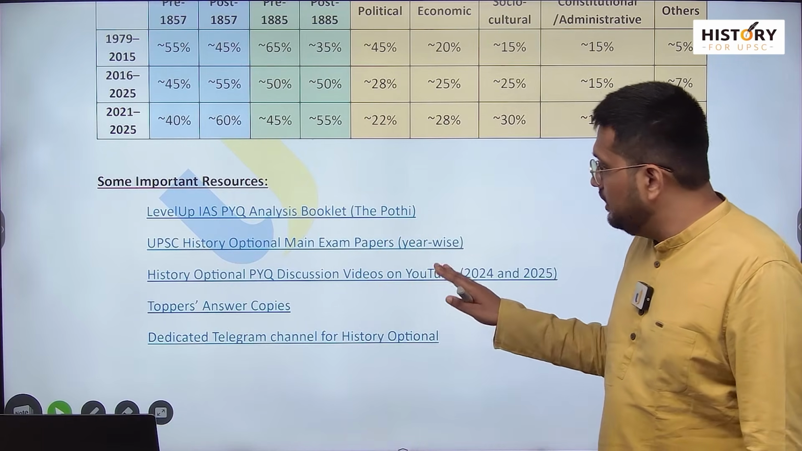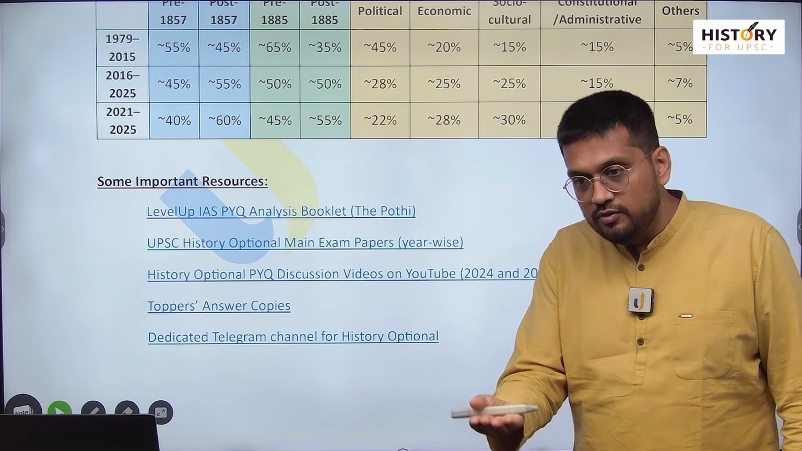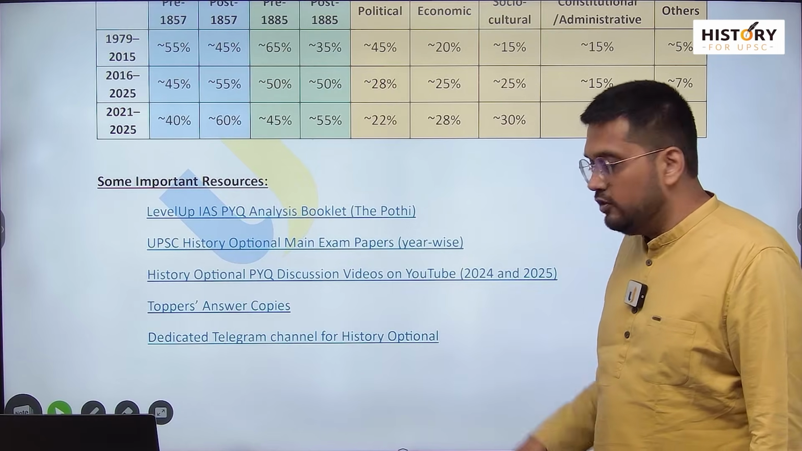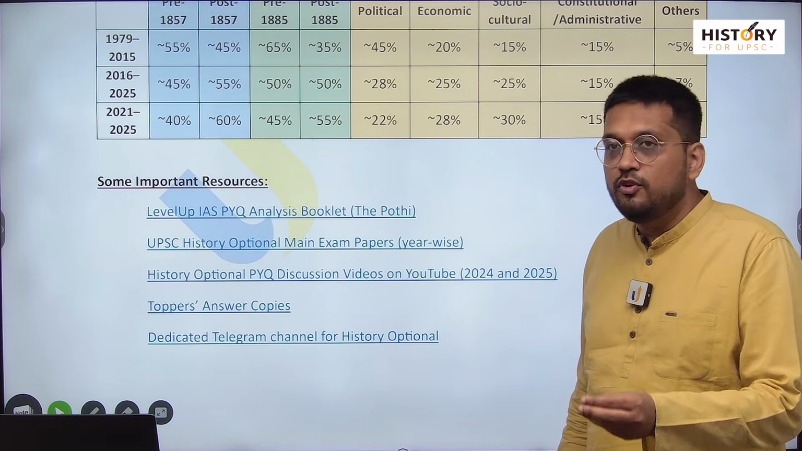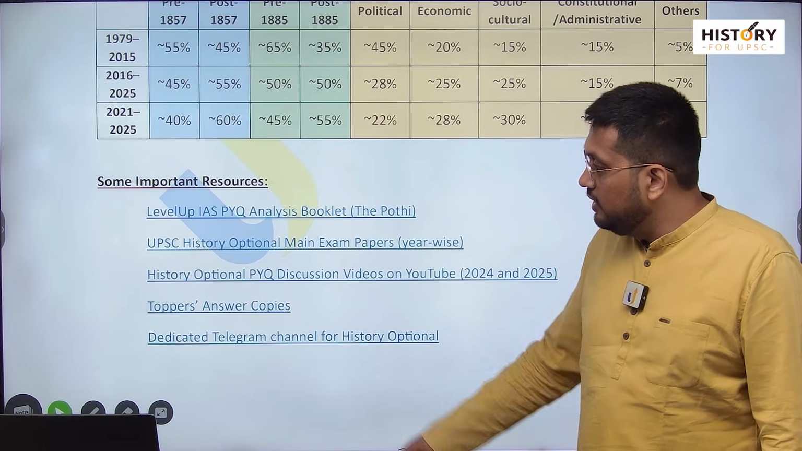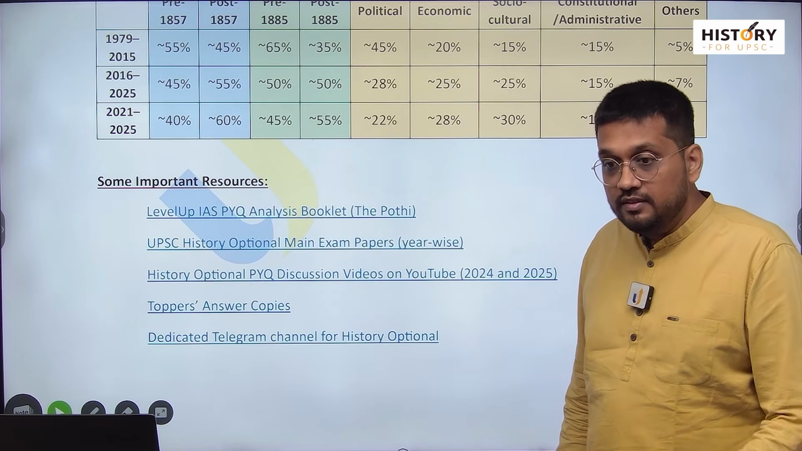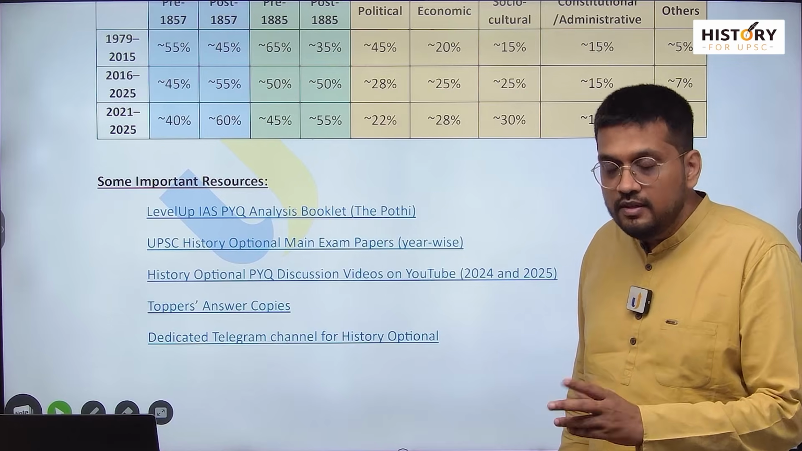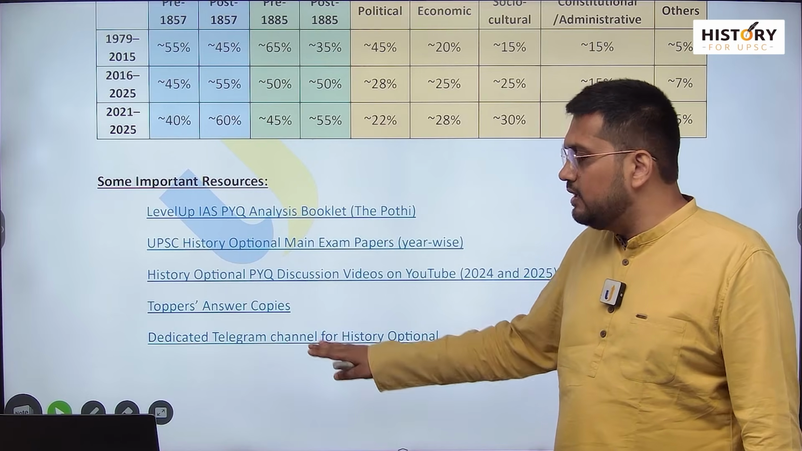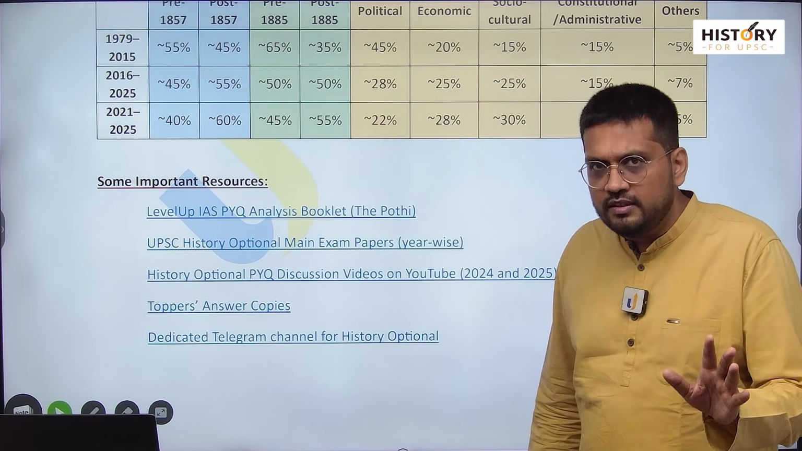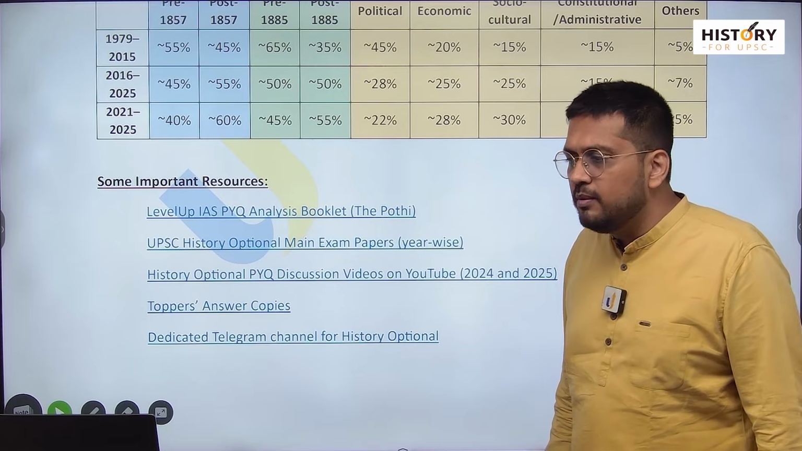So we have this. We have our discussion videos of the last 2 years on YouTube, 2024 and 25, if you want to watch them, latest questions. Toppers' answer copies also from the test series. All four toppers of this year's top 100 are here, and others too. And then Telegram channel for History Optional, which is the public channel. I think most of you may already be members of those channels.